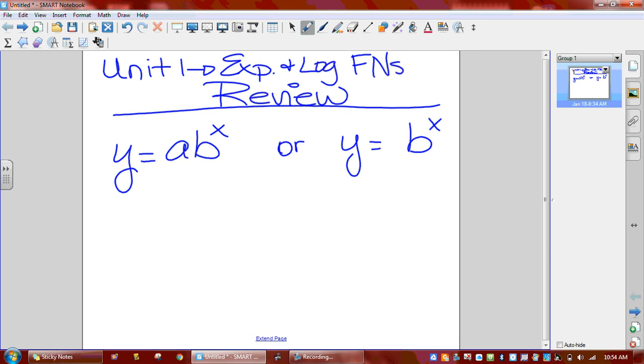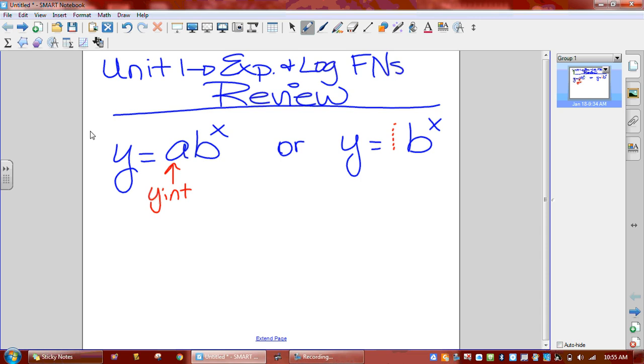Where would the a have gone? Is a still there? A is hiding. It's a 1. So a is a 1. So if you don't see an a value in front of the b value, it is a 1. So they tell us a couple things about it. The first thing is the a is our y-intercept. So if they don't show us an a, we know automatically it's going to cross through positive 1. That's our y-intercept.